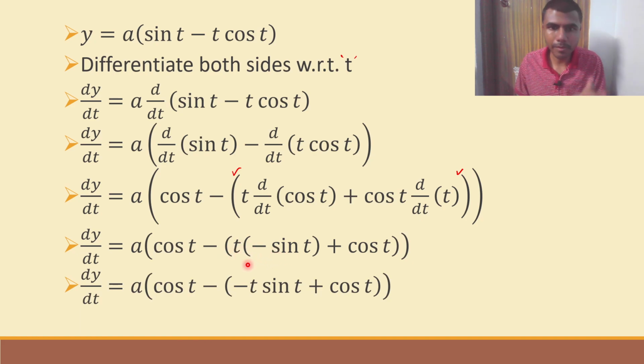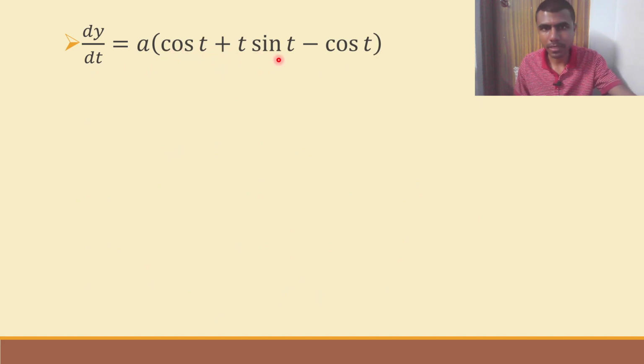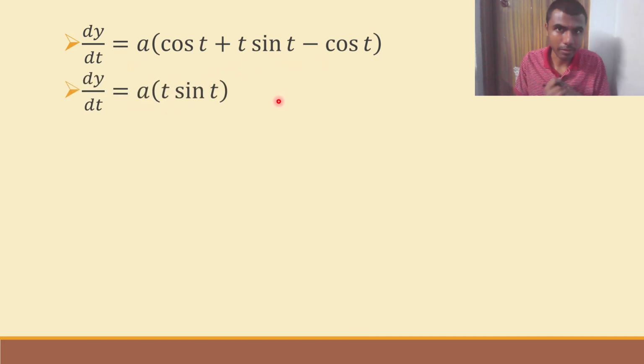So there is nothing but minus t sin t, and plus cos t. Now if you see, there is a minus here, so multiply this minus to the two terms. Minus into minus of minus sin t, minus of minus t sin t is going to be plus t sin t, and the minus with cos t becomes minus cos t. So this is what I would get: a into cos t plus t sin t minus cos t. So this and this go, so a into t sin t. Okay, I got my dy by dt.